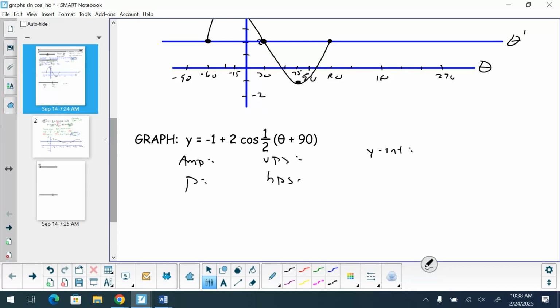Find your amplitude, period, vertical and horizontal phase shift, and y-intercept. Check your answer with somebody around you.